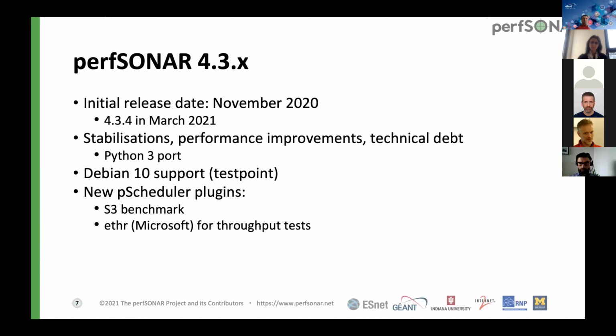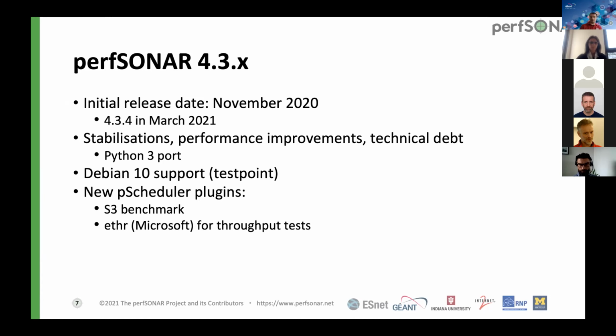This version of perfSONAR also brought 2 new pscheduler plugins that allow you to do some new kinds of measurements. One that benchmarks the S3 network storage protocol, so that you can measure, for example, the different performance you can get from different cloud providers providing this S3 storage, and also a new throughput plugin with a tool called jitter, developed by Microsoft.